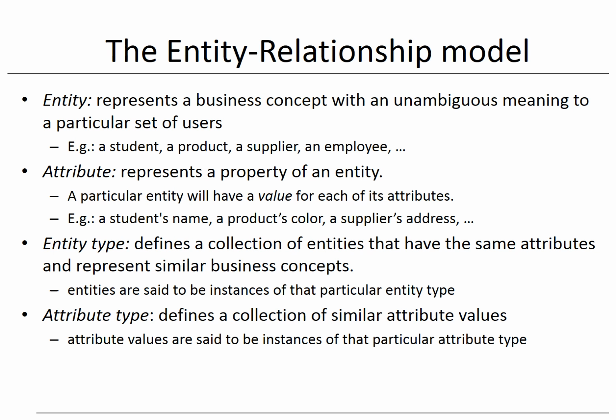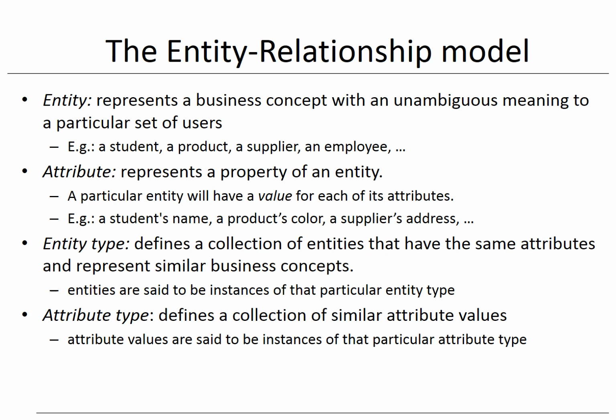An entity represents a business concept with an unambiguous meaning to a particular set of users. An example could be a particular student, product, supplier, or employee. An attribute represents a property of an entity. A particular entity will have a value for each of its attributes. Think about a student's name, a product's color, or a supplier's address.